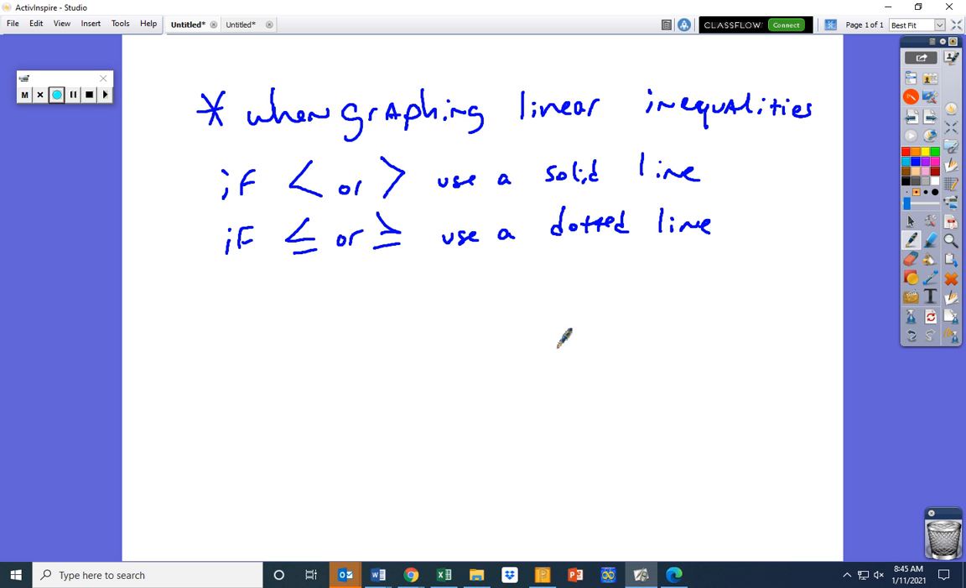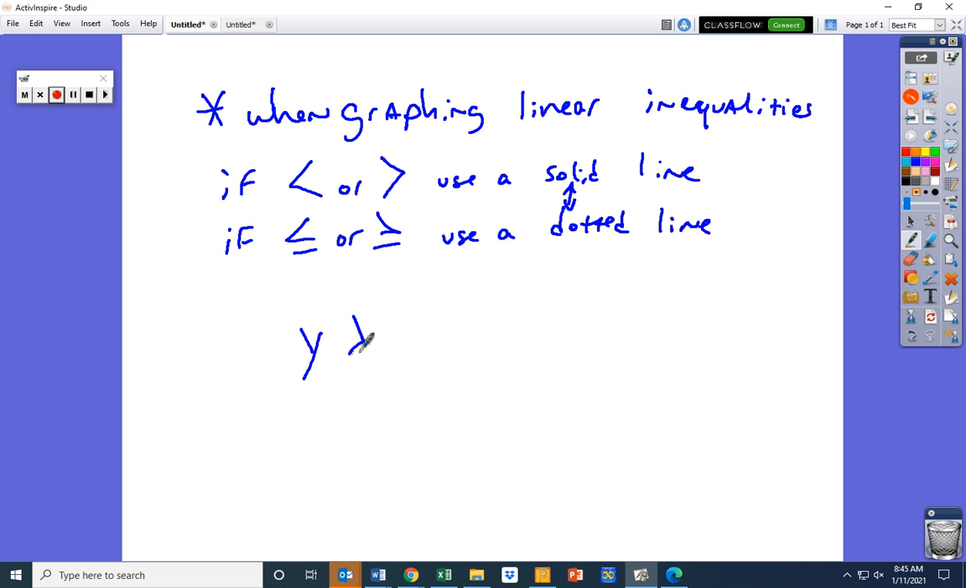Sorry, hold on. Guys, I messed that up. It's the other way around. Switch these. It's a solid line if it's less than or equal to, or greater than or equal to, or it's a dotted line if it is just less than or greater than. I'm sorry. So let's say I've got an equation that looks like this.